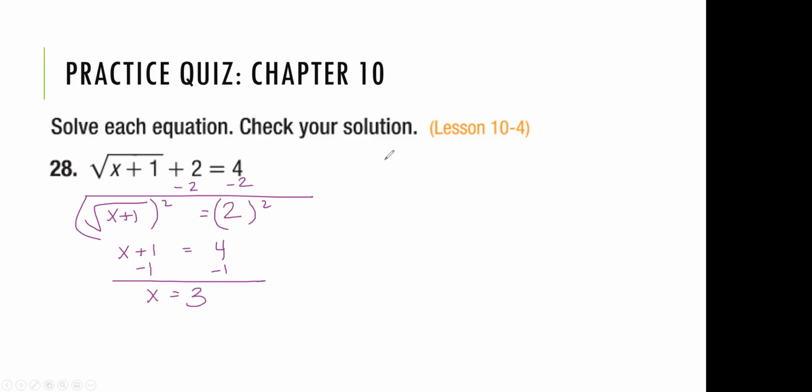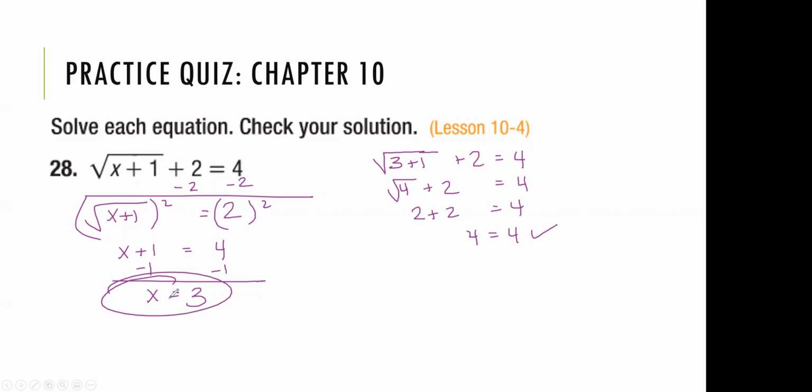We can check our answer. 3 plus 1 is 4. The square root of 4 is 2, and 2 plus 2 is equal to 4, so that matches. So we know we are correct here.